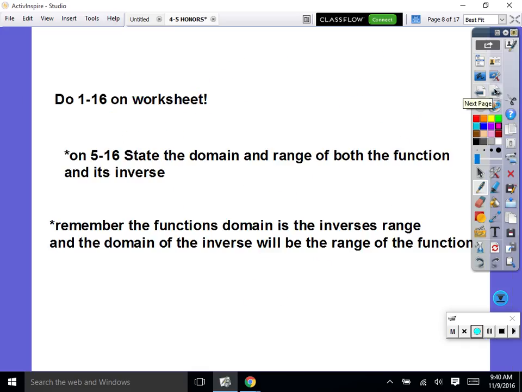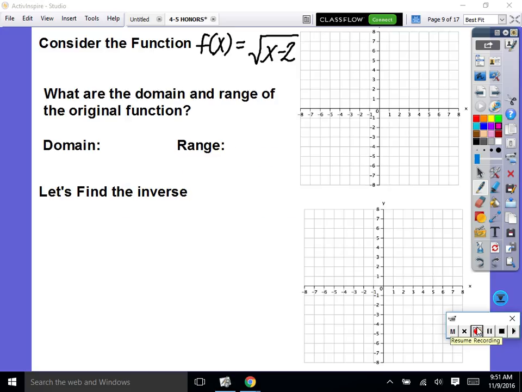So what I want you to do is 1 through 16 on the worksheet. On problems 5 through 16, honestly the hardest part for people is stating the domain and range of the function and its inverse. So go through and do that. Remember, I like to personally find the domain of both and then we know the range of the others. Very carefully. This is where it takes a little bit deeper of thought. Okay, those are very, very straightforward.